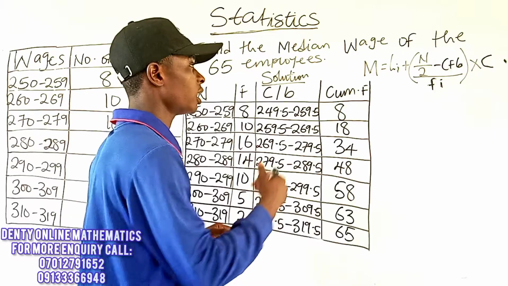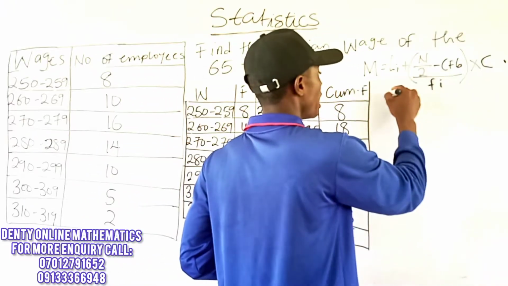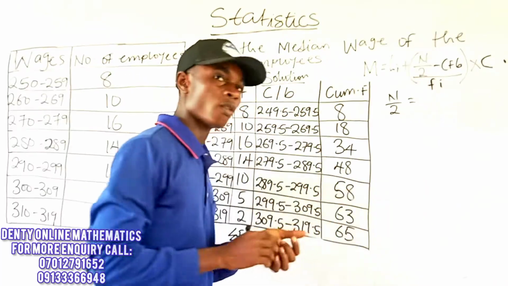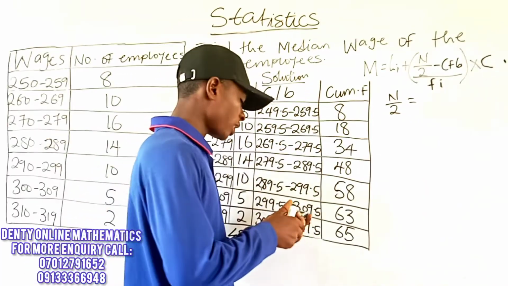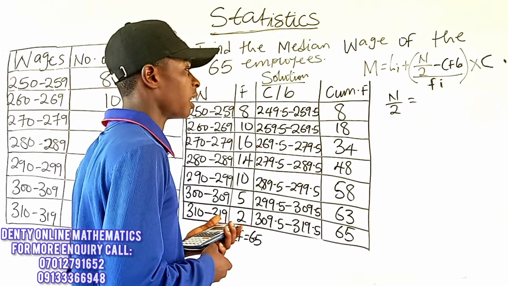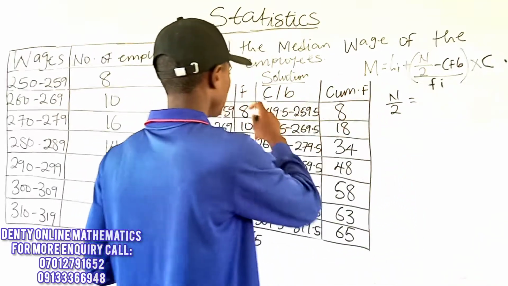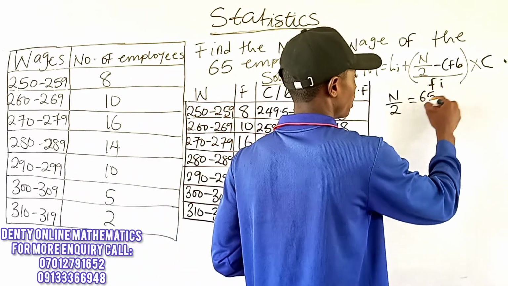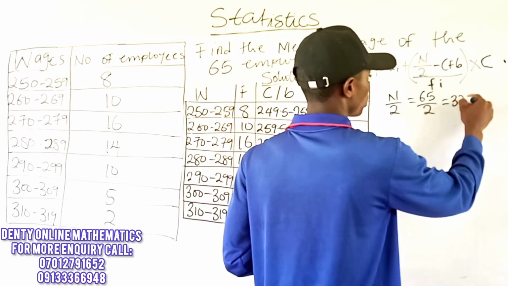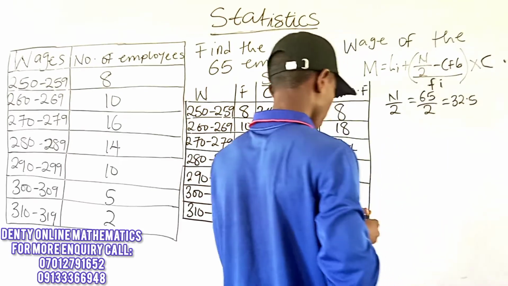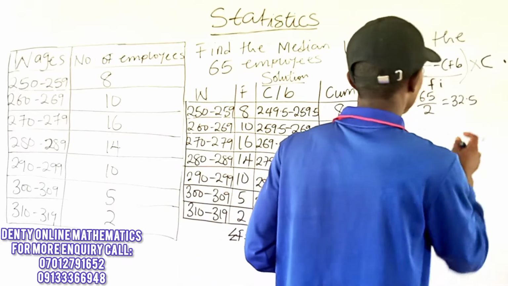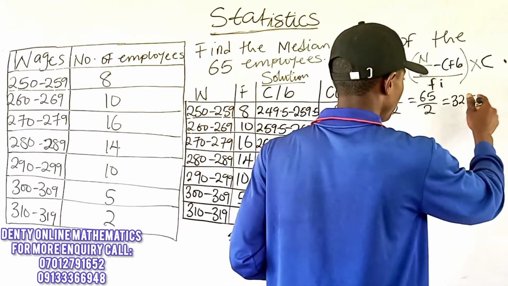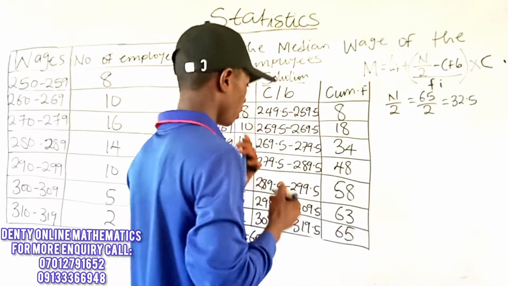Now that we are putting all of this, let's go straight into the formula. Now n over 2 is the median. Remember, median is that middle value. Remember, our n is the total number of observations, and the total number of observations in your frequency is 65. So you are going to have 65 divided by 2, which is 32.5. Now let's trace 32.5 in the cumulative frequency column.